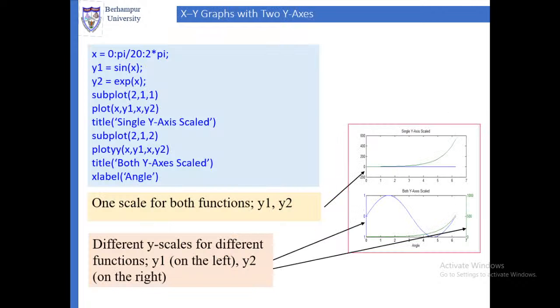Okay. Now let us look at XY graphs with 2 axes. Sometimes you require 2 Y axes. When you require 2 Y axes, I'll tell you. Now you see there are 2 plots. In the first figure there are 2 graphs. One plot is a straight line, the other is gradually, exponentially increasing.